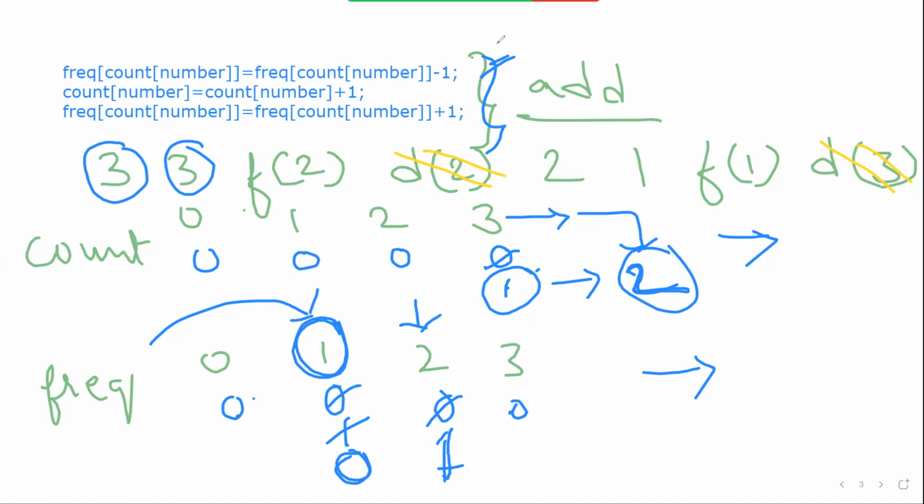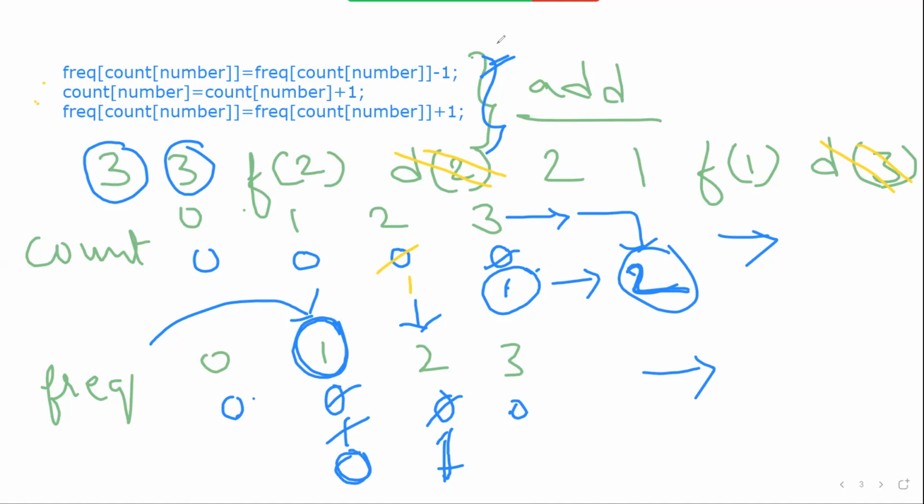So now they are saying we will add 2. Out here, again, count of 2 is 0, so this step will be skipped. It only works when we have count of number greater than 0. The second step is count of number equals count of number plus 1. It will be incremented by 1, so now count of 2 is 1.